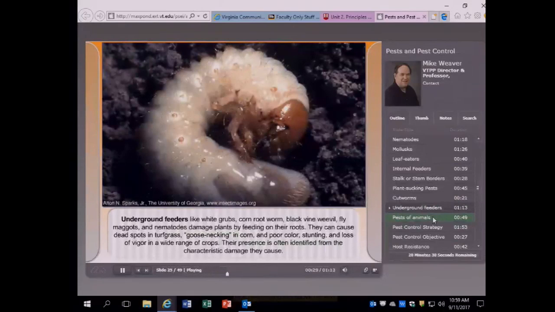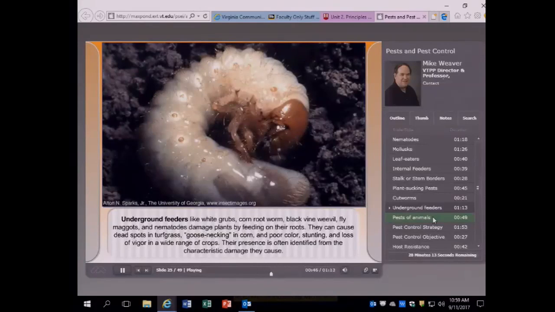Another kind of underground feeder are the nematodes. And although some types of nematodes attack above ground plant parts, most plant parasitic nematode species feed on or in the roots. They may feed in one location or they may constantly move throughout the roots.